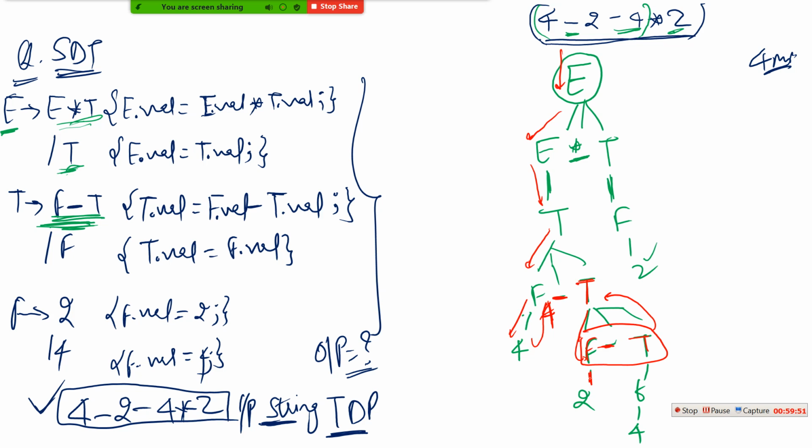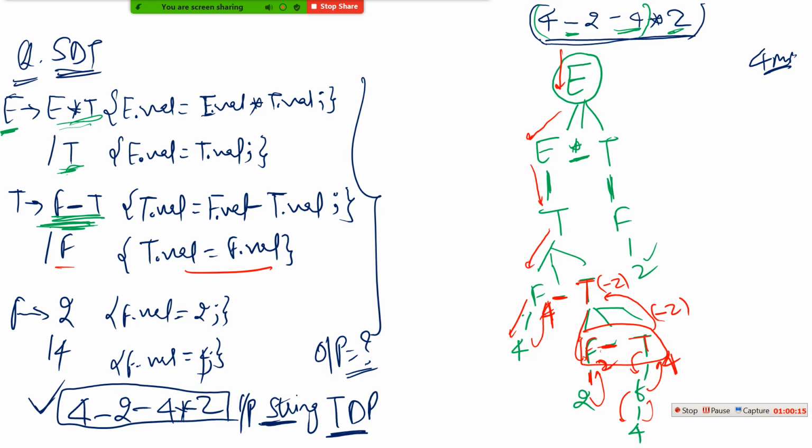Now this f is generating value 2, this will be passed here, and now I need to subtract it from the value of t. What is the value of t? It is the value of f. That is, the value of t is the value of f. So this value of f is 4. 4 is passed to here, and 2 minus 4, that is minus 2, will be passed to this t. So this t consists of value minus 2.